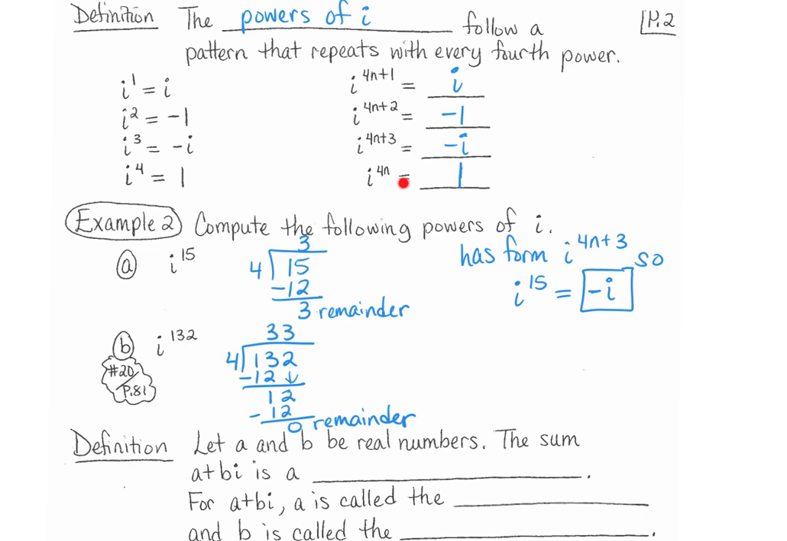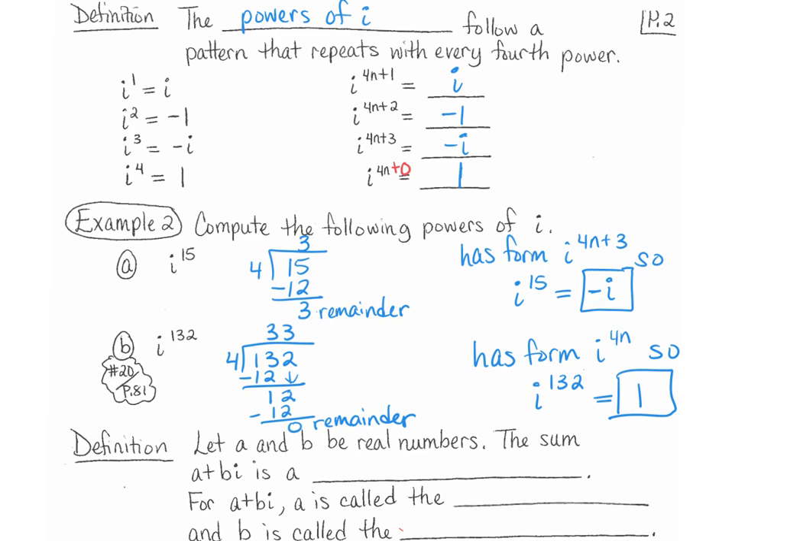What's nothing mathematically? 0. So this is technically a 4n plus 0, yes? That's what that technically is. So, do we fall into case 1, 2, 3, or 4? 4, yes. So what is this equal to? 1, good. So this has the form i raised to the 4n. So, i raised to the 132 is equal to 1. What questions do you have?